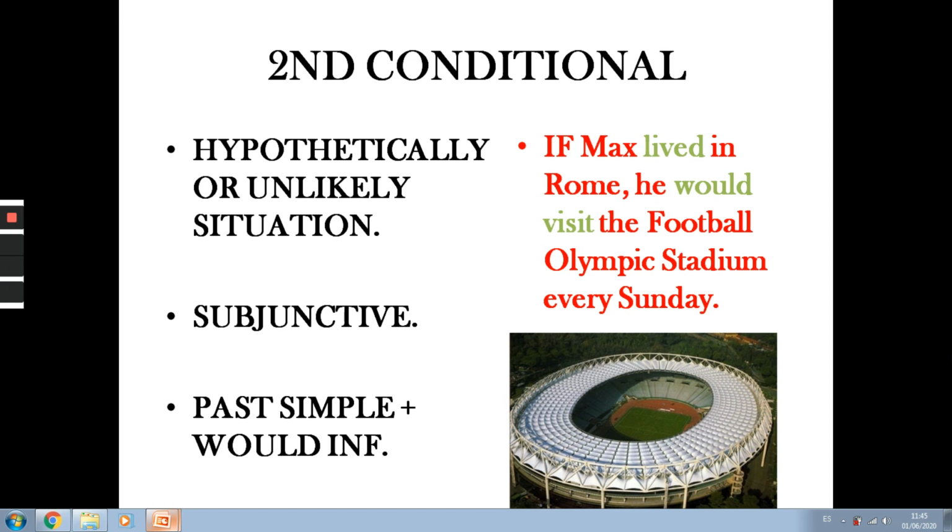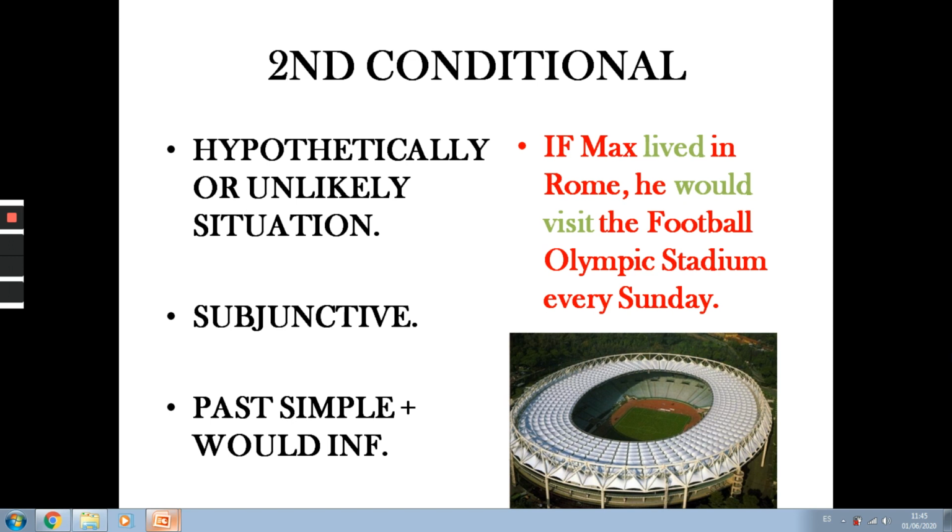Here we are witnessing a conditional sentence. Hypothetically, this is difficult to happen because Max is not living in Rome right now. Now, if he lived there, he would visit, okay? He would certainly do this. Second conditional is usually used for advice, okay? If I were you, I would live in New York City.